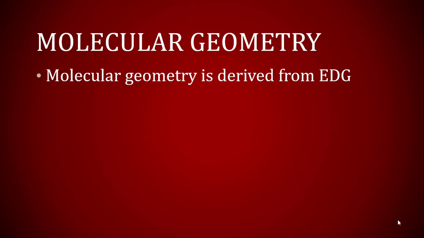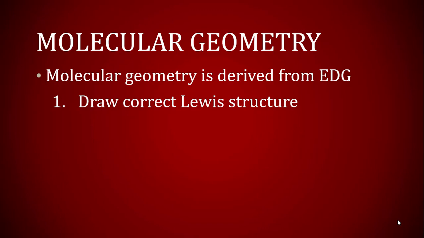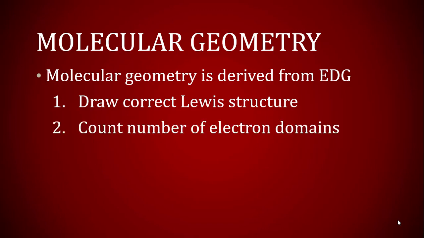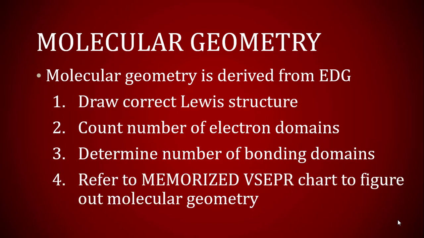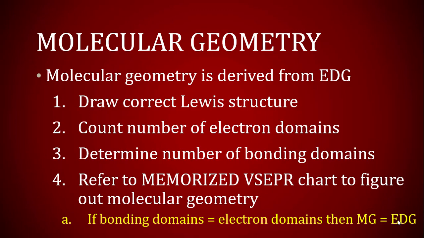There are 4 steps. The first, draw the correct Lewis structure. The second, count the number of electron domains. Then determine the number of bonding domains, and then refer to the memorized VSEPR chart. Yes, you must memorize the VSEPR chart to figure out the molecular geometry. However, to make life a little easier, if the number of bonding domains equals the number of electron domains, then the molecular geometry and the electron domain geometry are identical.